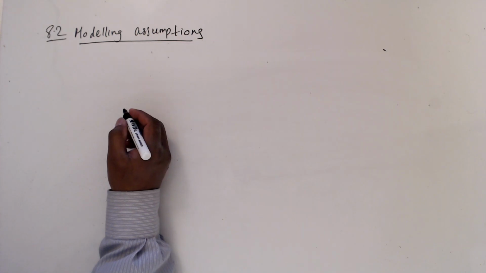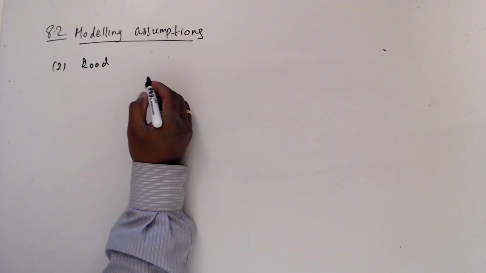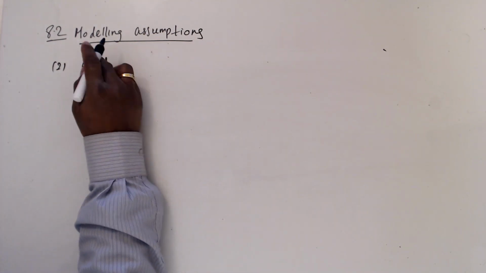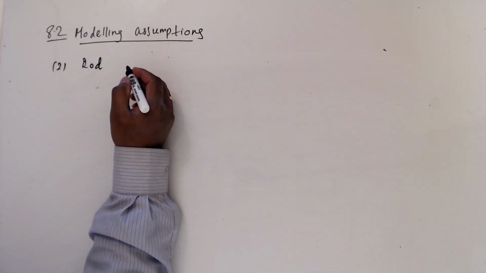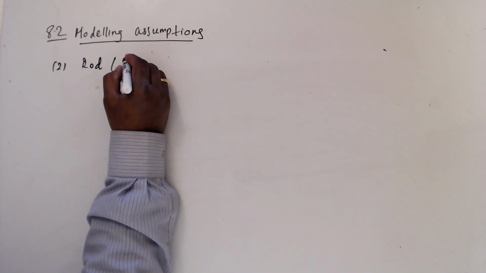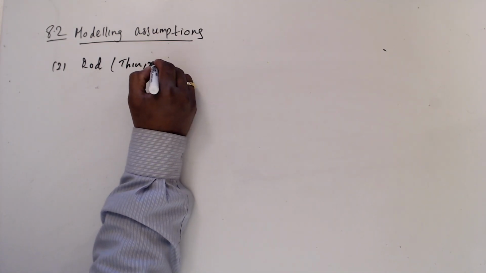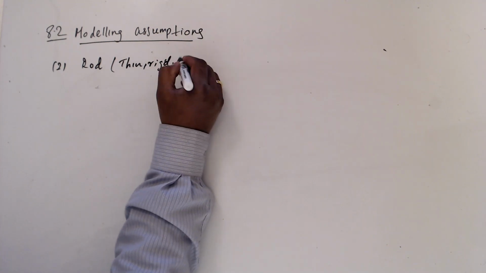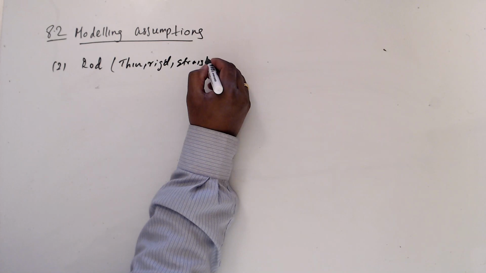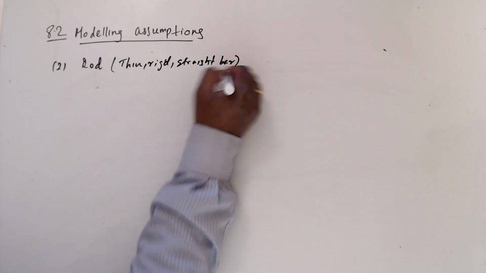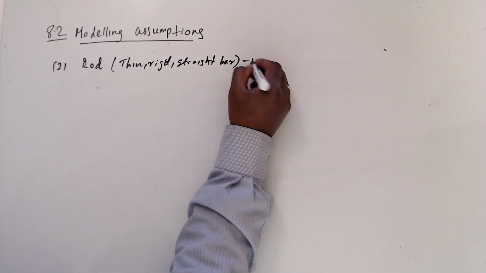The second word is rod. What is a rod? You can think of it as a rigid, straight bar, and basically the assumption is no bending.